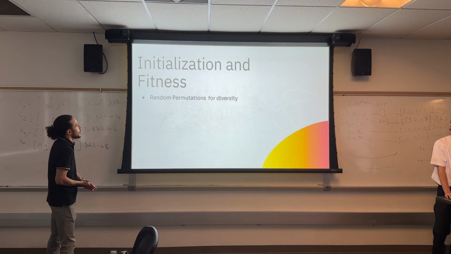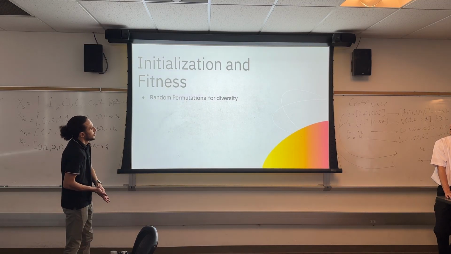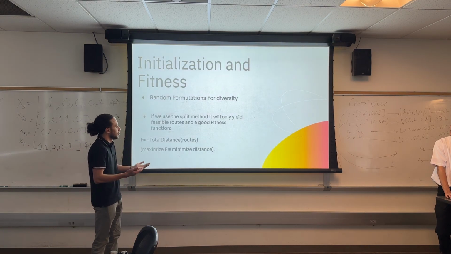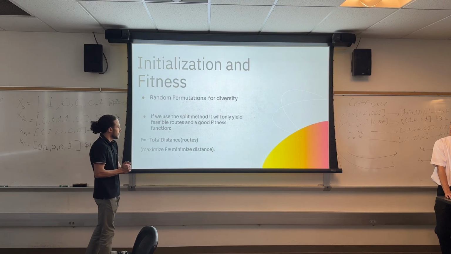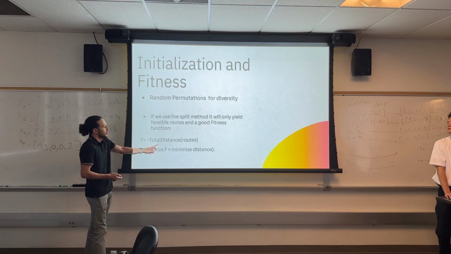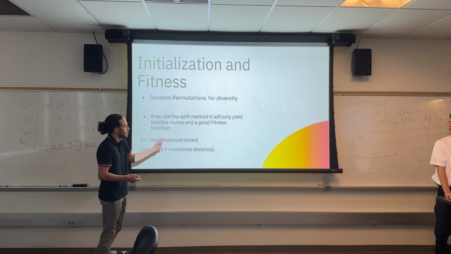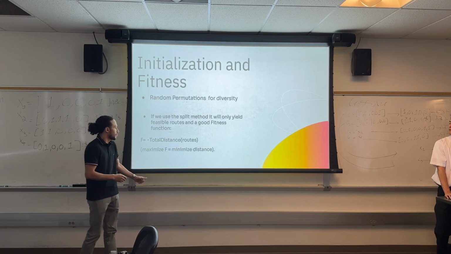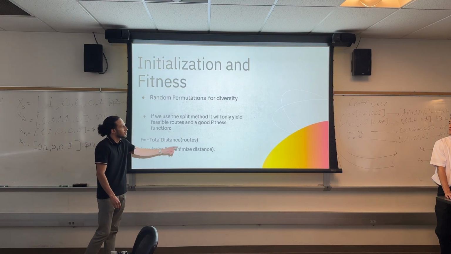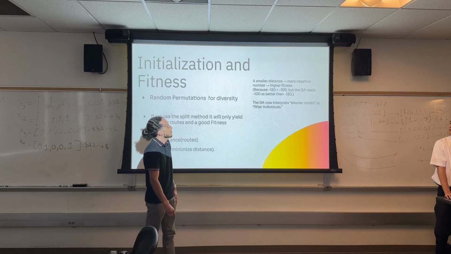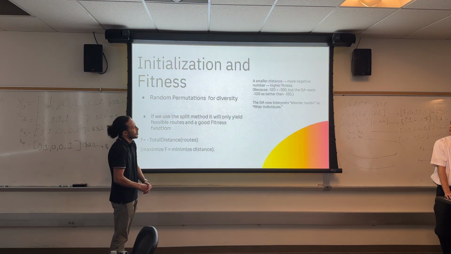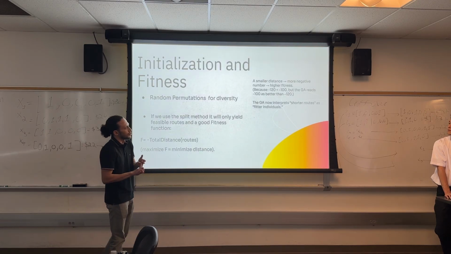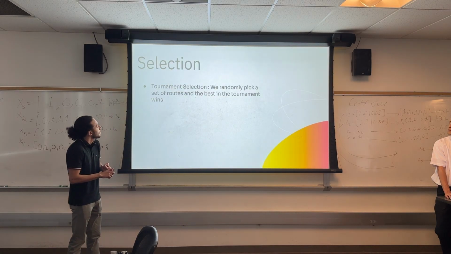So for initializing our function, we're just going to initialize a random permutation for diversity. If we use the split method like I showed you, it's only going to yield feasible routes, and a good fitness function for that is just the total distance, which we didn't calculate, but it's based on each step. So that'll be the negative total distance times the routes, and that will maximize F and minimize the distance. The smaller the distance, the more negative the number, which equals the higher fitness, since GA reads negative 100 as better than negative 120. And then GA will interpret shorter routes as fitter individuals.